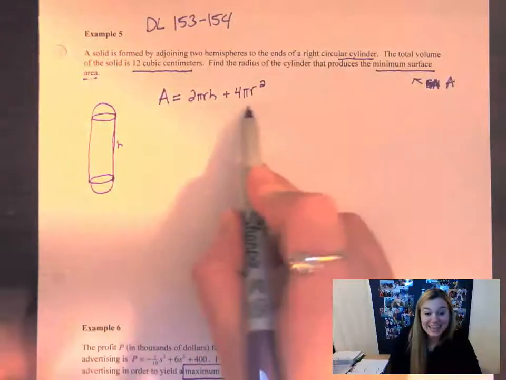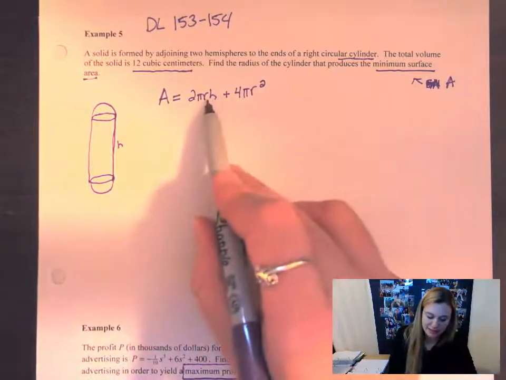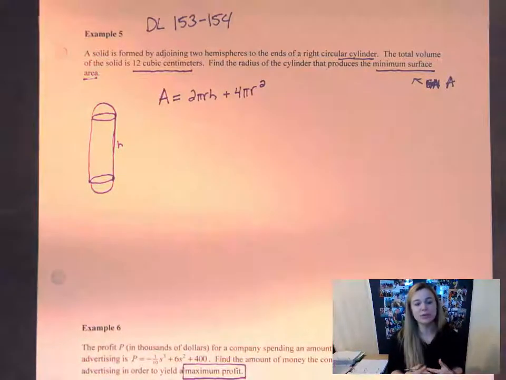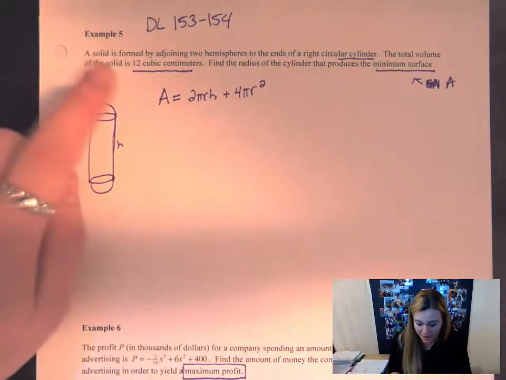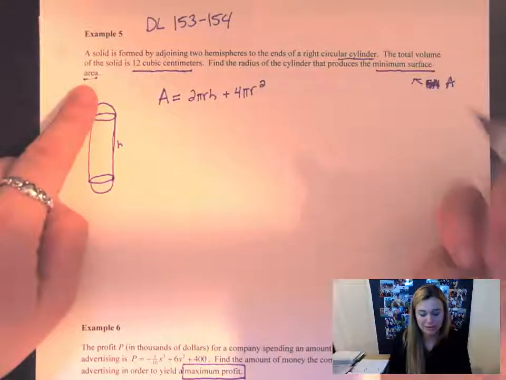Now, if I'm like, yes, let's take the derivative, I'm so ready to do calculus. Sad day, because there's an r and an h and an r over here. And so I need to eliminate one of these variables. So this is where the constraints come into play. I know that the total volume of this solid is 12 cubic centimeters.